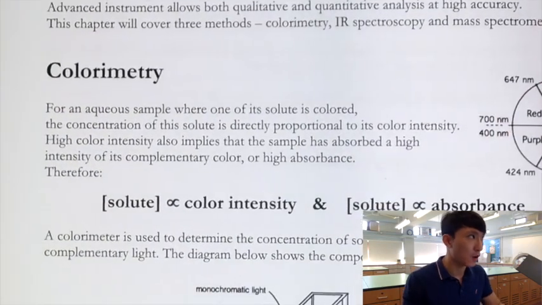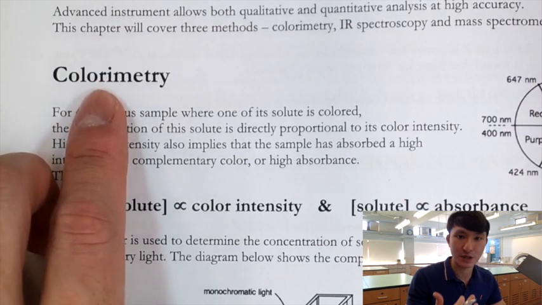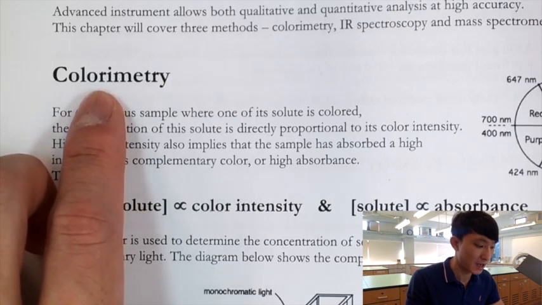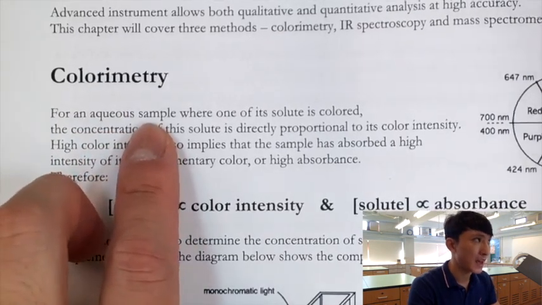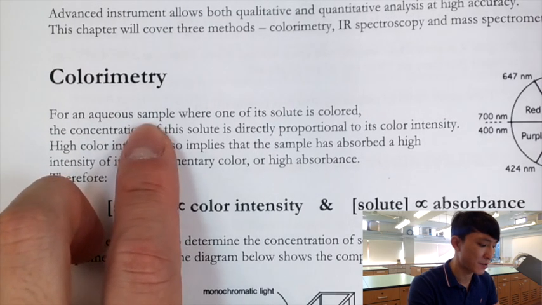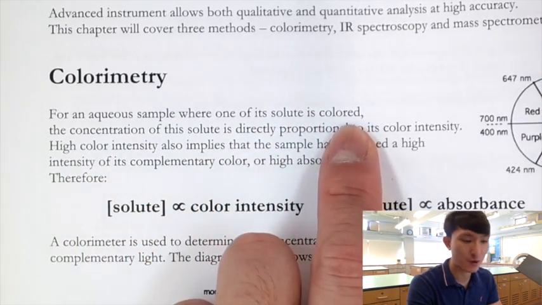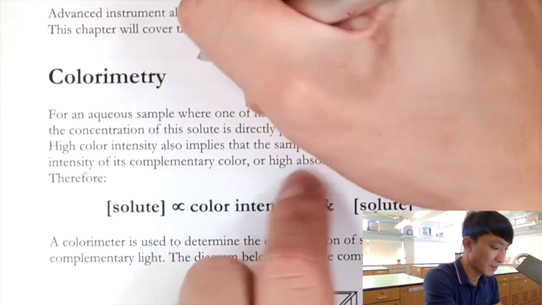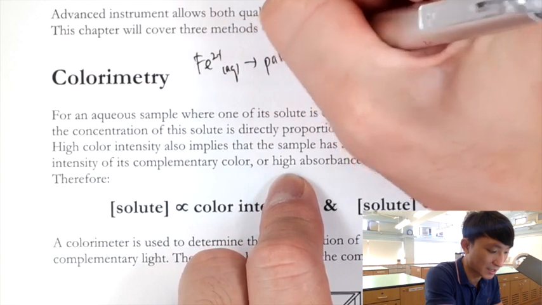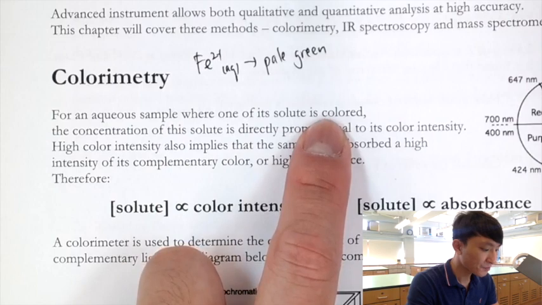Obviously, calorimetry is used to find out how much of a particular substance there is, making use of its color. So if we have a sample, and we're talking about an aqueous sample, not a solid, not a gas, and one of the solutes is colored. For example, Fe2+ (aq) is pale green in color. So this is an example of an aqueous sample where one of the solutes is colored, okay?